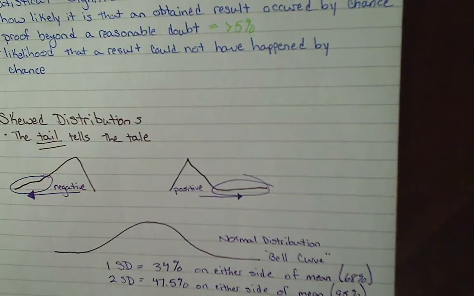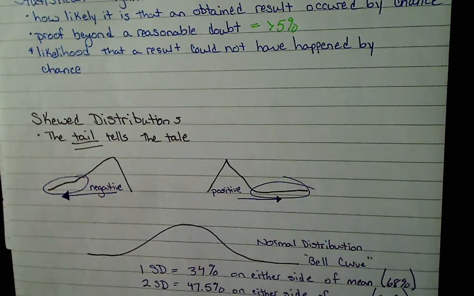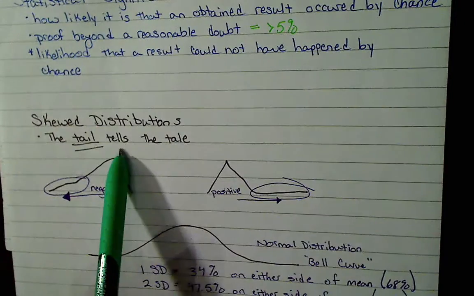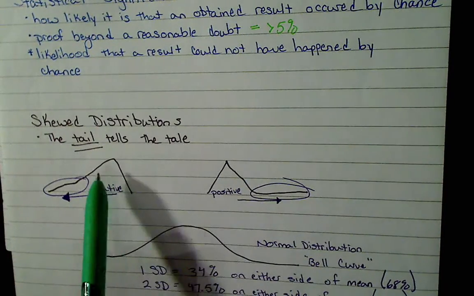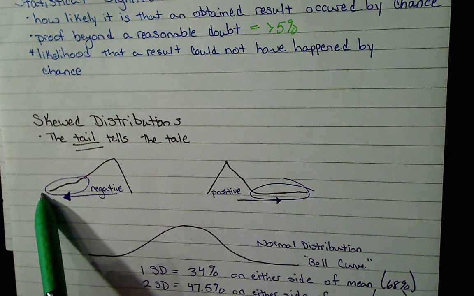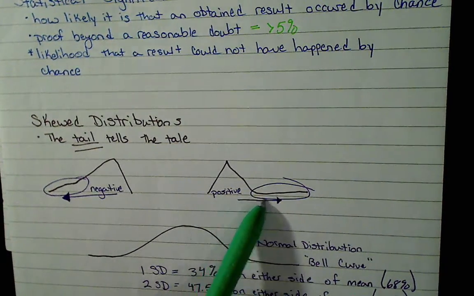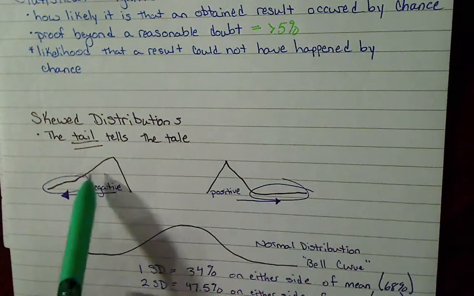Okay, when we are looking at skewed distributions, this came up the other day in class: how do you know which way something is skewed? Here's what you need to remember about skewed distributions. The tail tells the tale. You need to look at the tail of your graph, which part is the longest part of the graph. Whichever way it trails off is going to tell you if it's positively or negatively skewed.